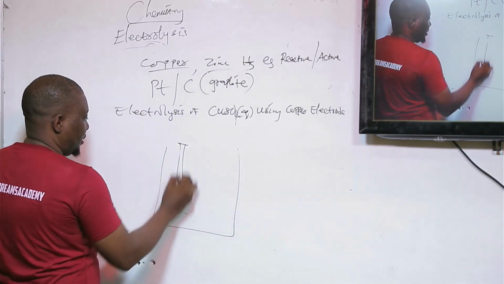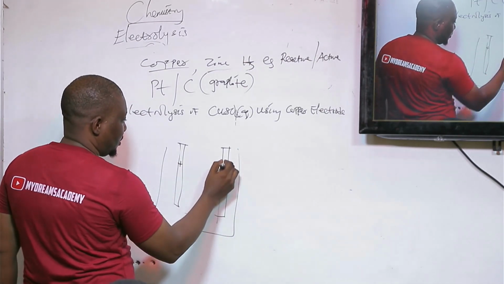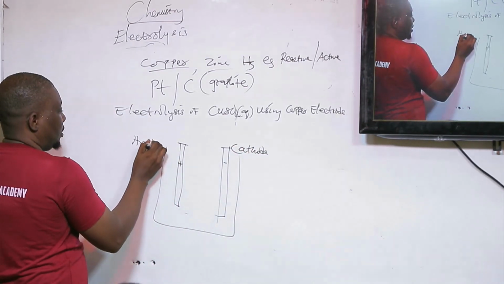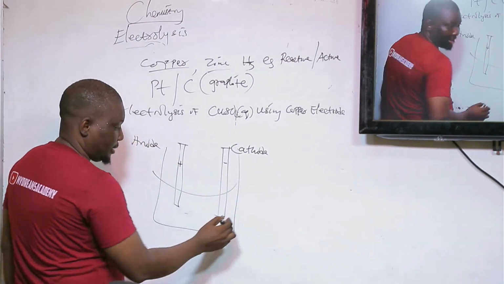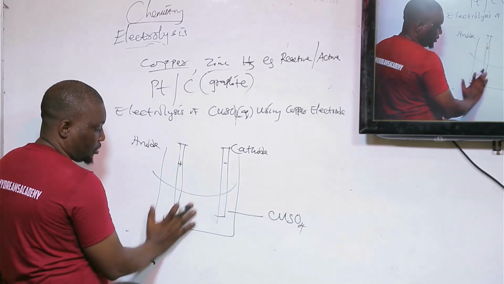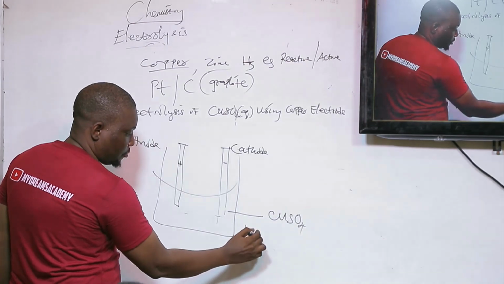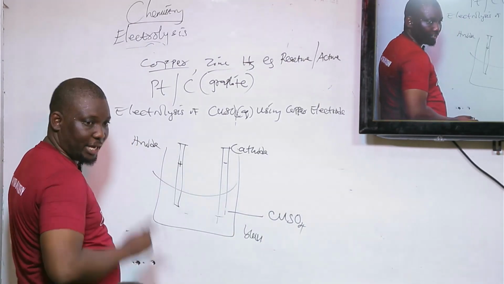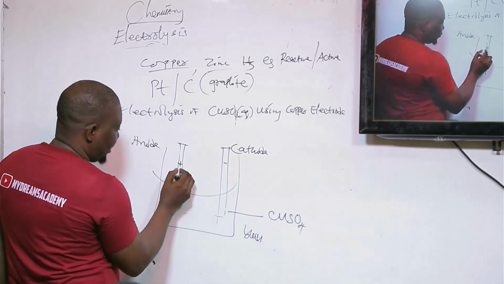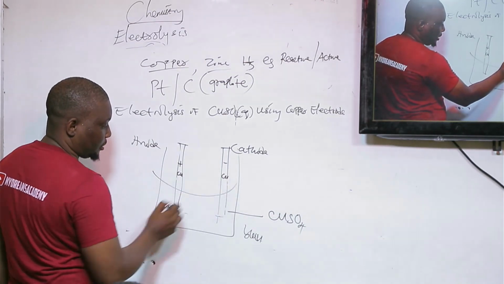I have here my anode, and here my cathode. Let me label it. So what will be my electrolyte? Copper(II) tetraoxosulfate(VI). The color of this solution is blue. That's the color of hydrated copper(II). Anyway, what we're using here is a solid copper electrode.